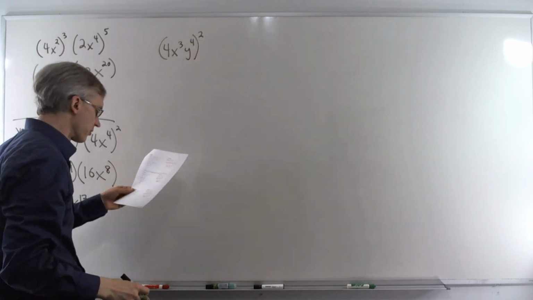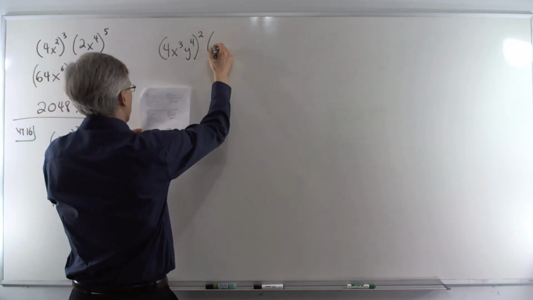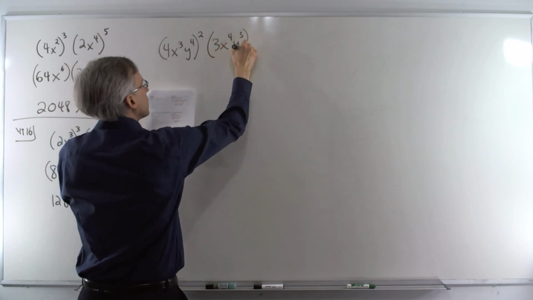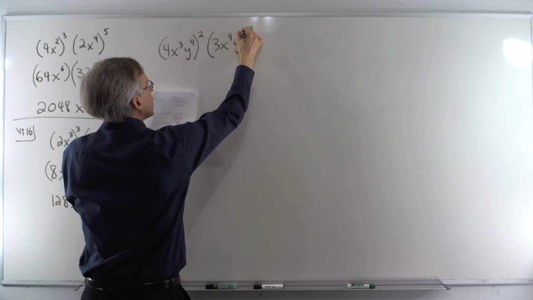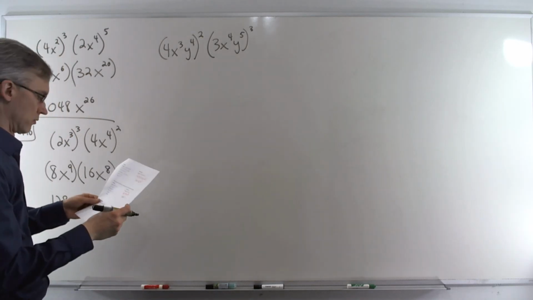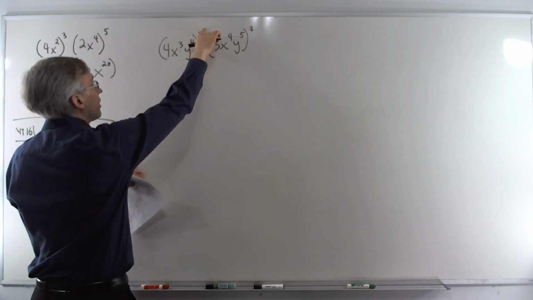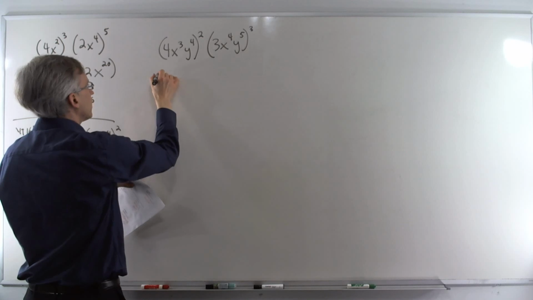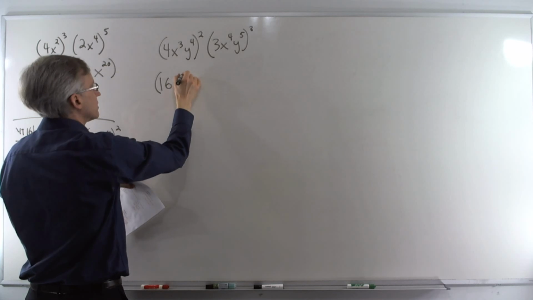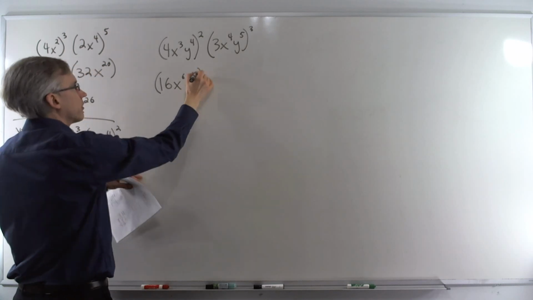It's good to practice these more than once. So we're going to do one now with multiple variables. All right, applying the outer exponent first. So 4 squared, that's 16. X to the 3rd squared, 3 times 2 is 6, so that is x to the 6th power. Y to the 4th squared, 4 times 2 is 8, so that is y to the 8th power.